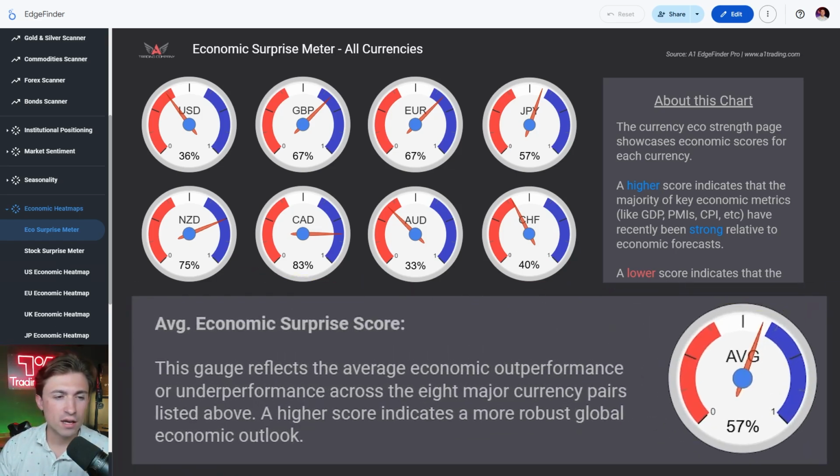You can understand how this might be, if everything is looking stronger, that might suggest a better outlook for the future, as well as less demand for something like gold. So let's read this together. The average economic surprise score. This gauge reflects the average economic outperformance or underperformance across the 8 major currency pairs listed above. A higher score indicates a more robust global economic outlook.